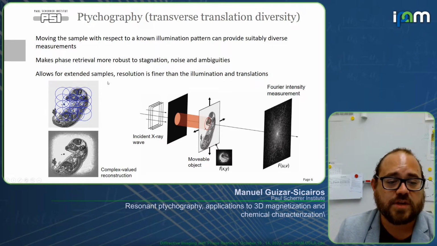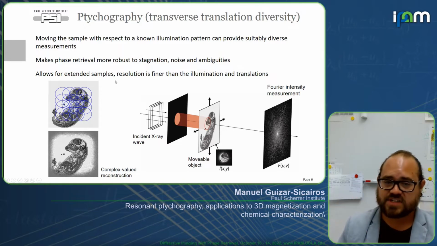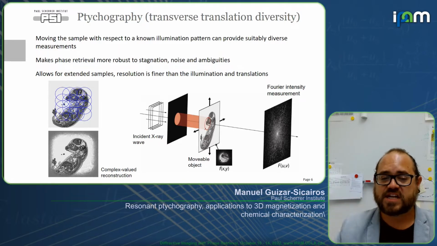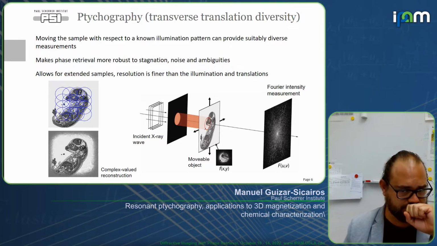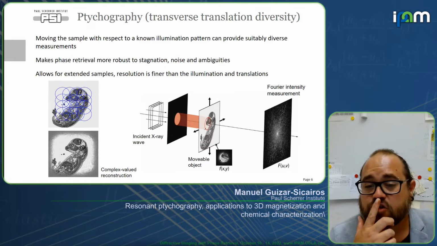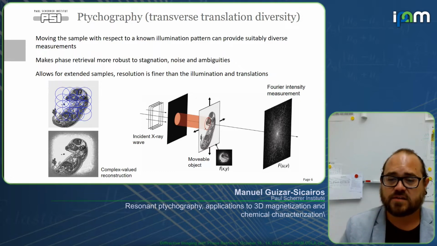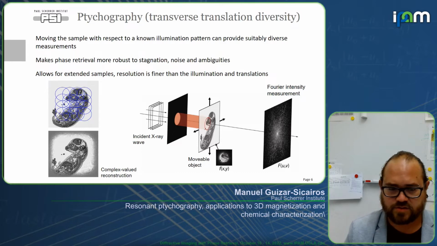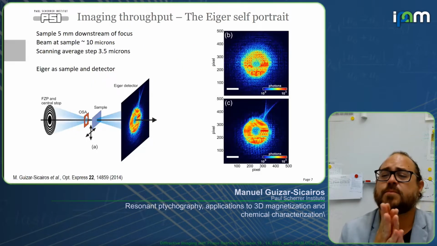And it also allows to image extended samples because you do this scanning and you can basically, as far as you can scan, you can have a reconstruction. And the resolution is finer than the illumination and than the translations. And I will come back to that with this example.